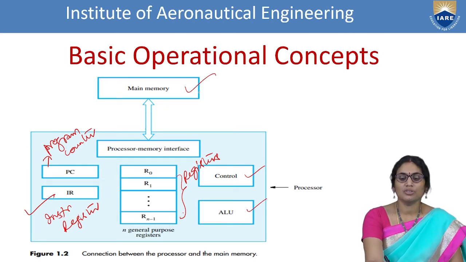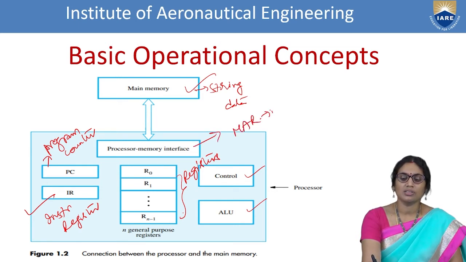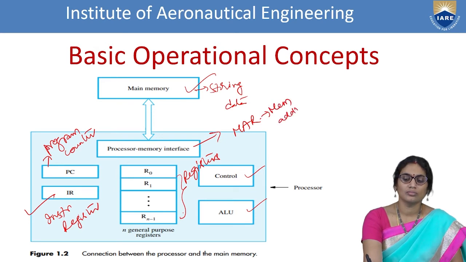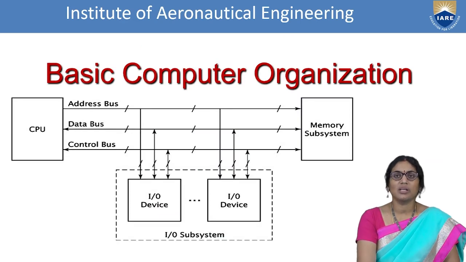And main memory is exclusively used for storing information, storing the data. It communicates and collaborates by means of a processor-memory interface, which consists of two special registers called the memory address register and memory data register. Now, this is a basic computer organization.